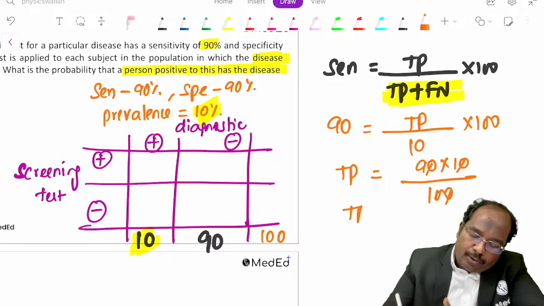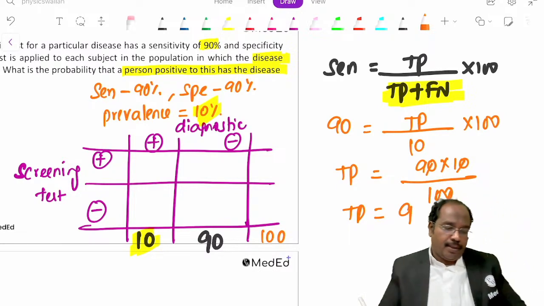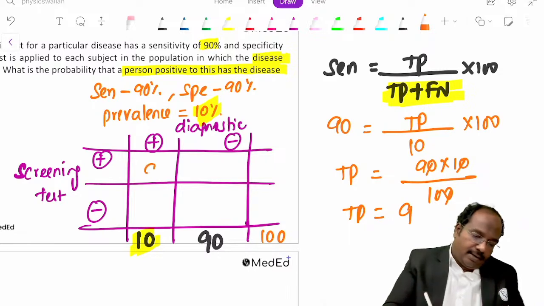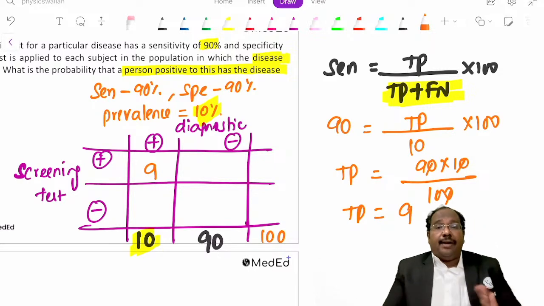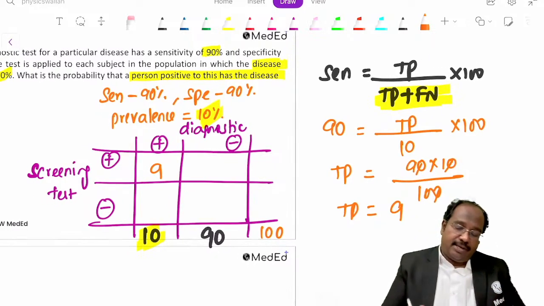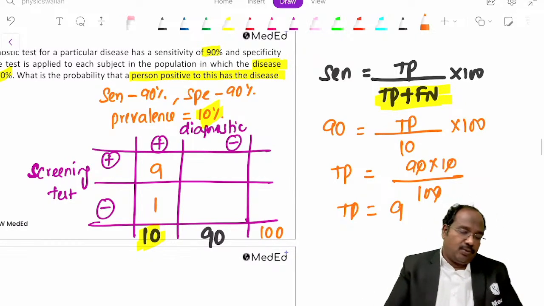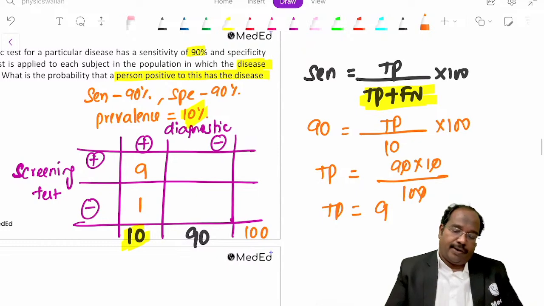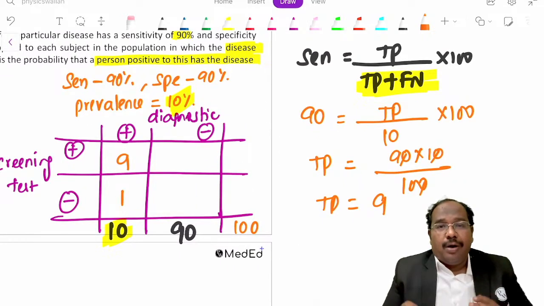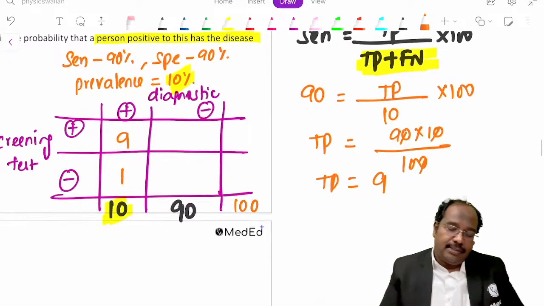So true positives is 9, fine? This is 9. How much is remaining? This is 1, guys. Now we have to fill the remaining things.